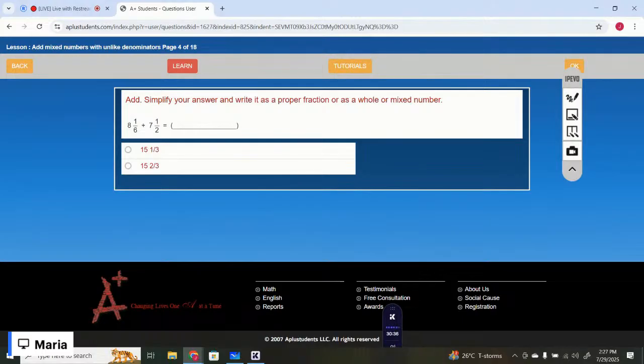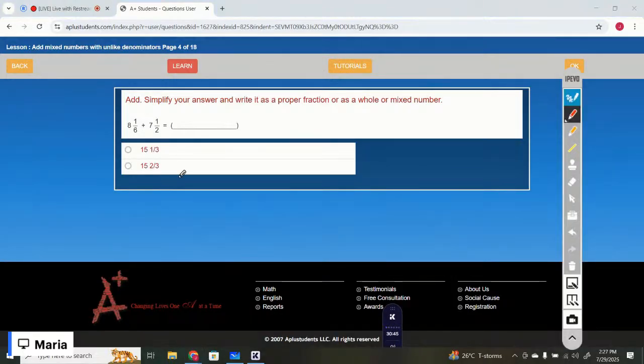8 whole 1 by 6 plus 7 whole 1 by 2. So the first thing is we need to make their denominator same. So 2 times 3 is 6, and 1 times 3 divided by 2 times 3. That is 8 whole 1 by 6 plus 7 whole 3 over 6.